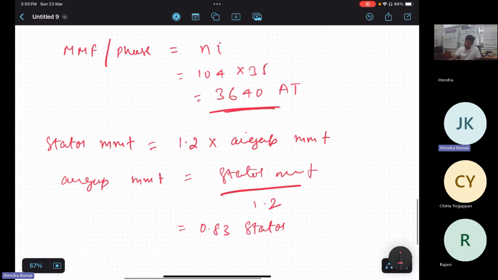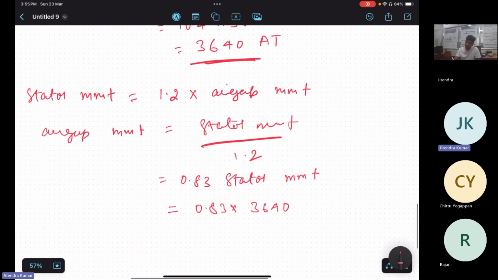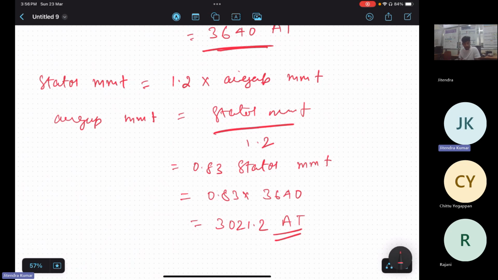Now it will be 0.83 times the stator MMF, and the stator MMF is 3640. So 0.83 into 3640 is 3021.2 ampere turns. Now we have calculated the air gap MMF.